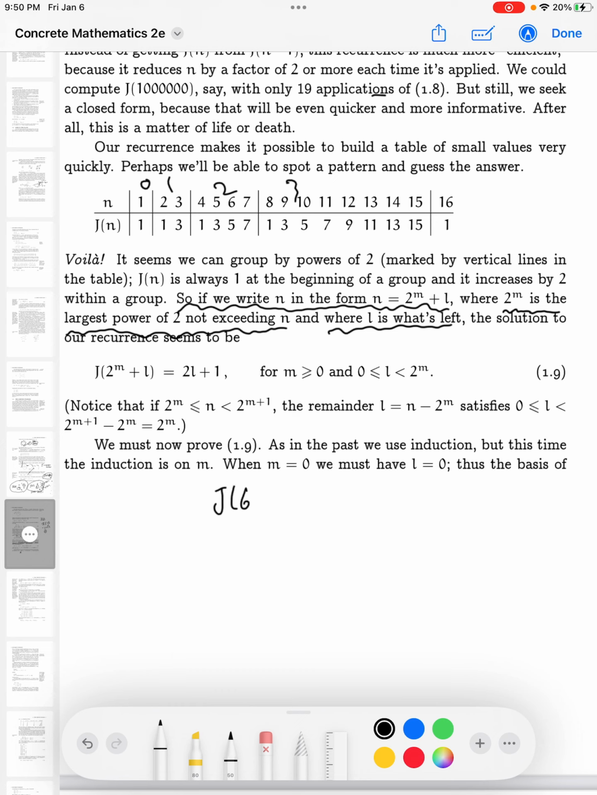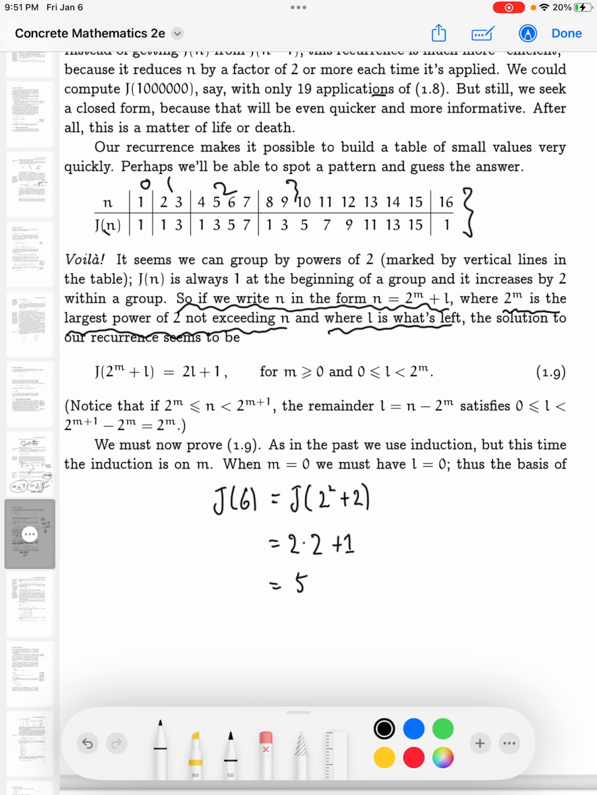For example, we have J(6). If you organize this 6 into 2 to the power of m plus what's left over, it's going to be 2 to the power of 2 plus 2, right? Now, 2 is the L, and M is also 2. It's going to be 2 times what's left over, which is 2, plus 1. So the Josephus for input 6 is 5, as it should be from our table above in this case.